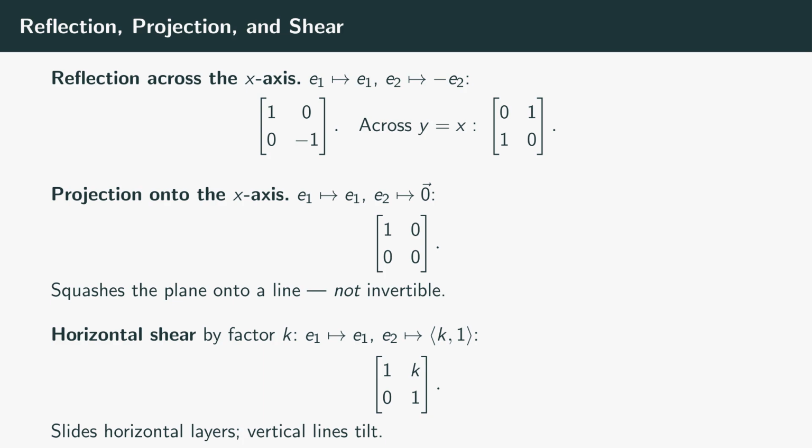Finally, shear. A horizontal shear keeps the first basis vector fixed but slides the tip of the second one sideways by a factor k. Horizontal layers slide past each other like a deck of cards, and vertical lines tilt into slants. Five moves, five matrices, one method.